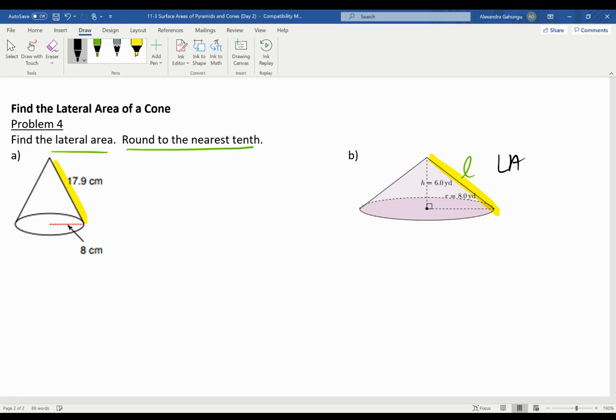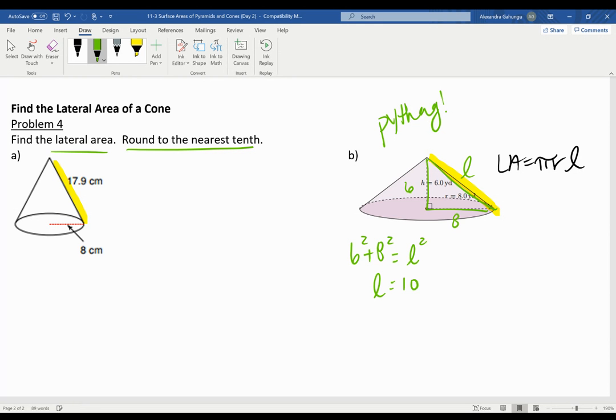So finding the lateral area, we are going to need the radius and the slant height. Finding the slant height comes from looking at this right triangle that's been built by our height and our radius of our circle. So our radius is 8, height is 6 yards. So you can use the Pythagorean theorem. You can also notice that this is a special right triangle, a triple. So we have 6 squared plus 8 squared equals my slant height squared, my slant height is 10.